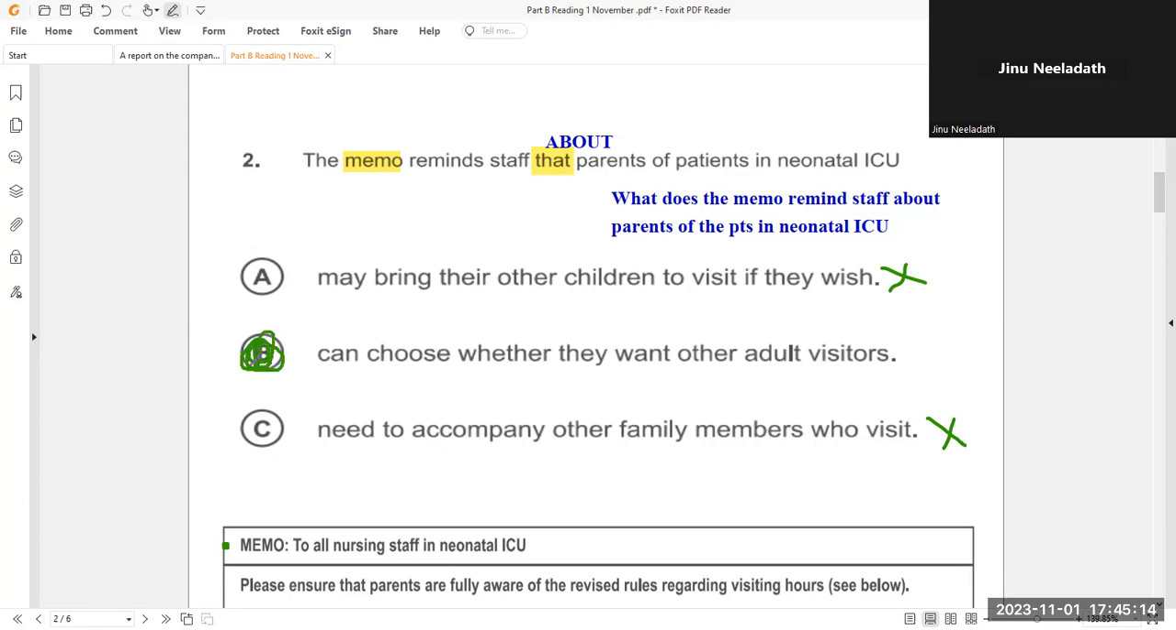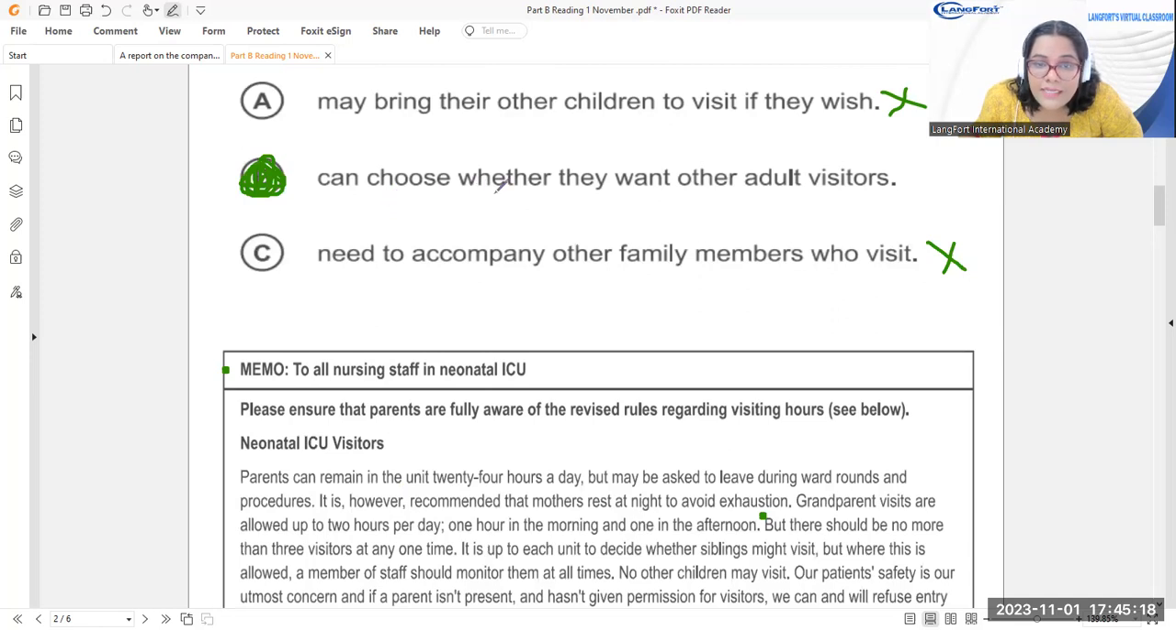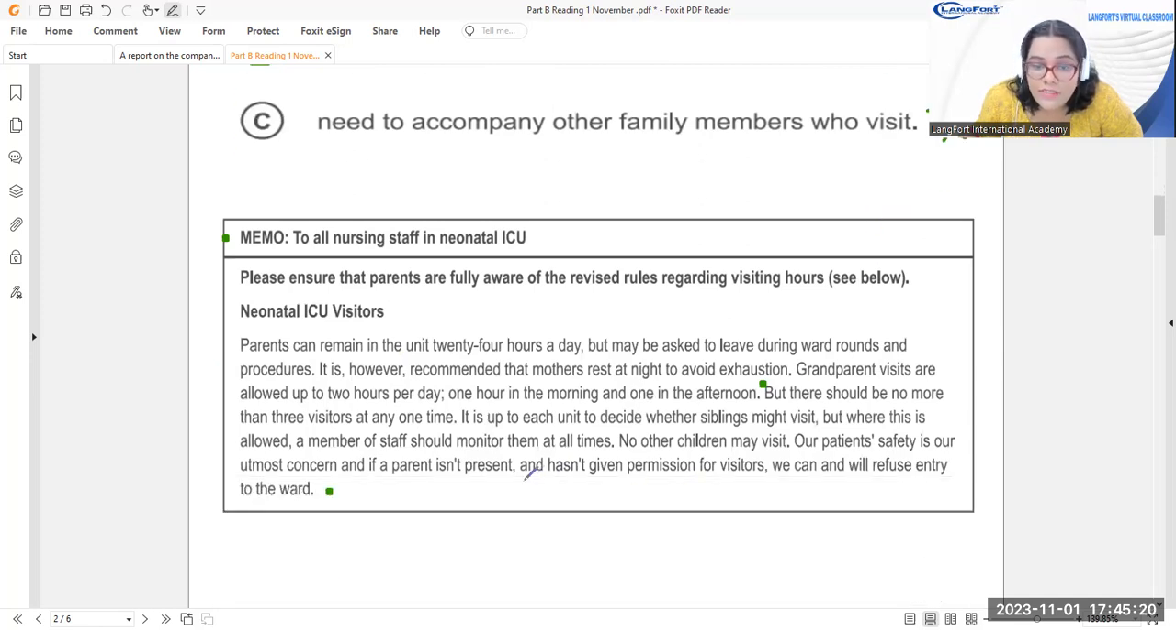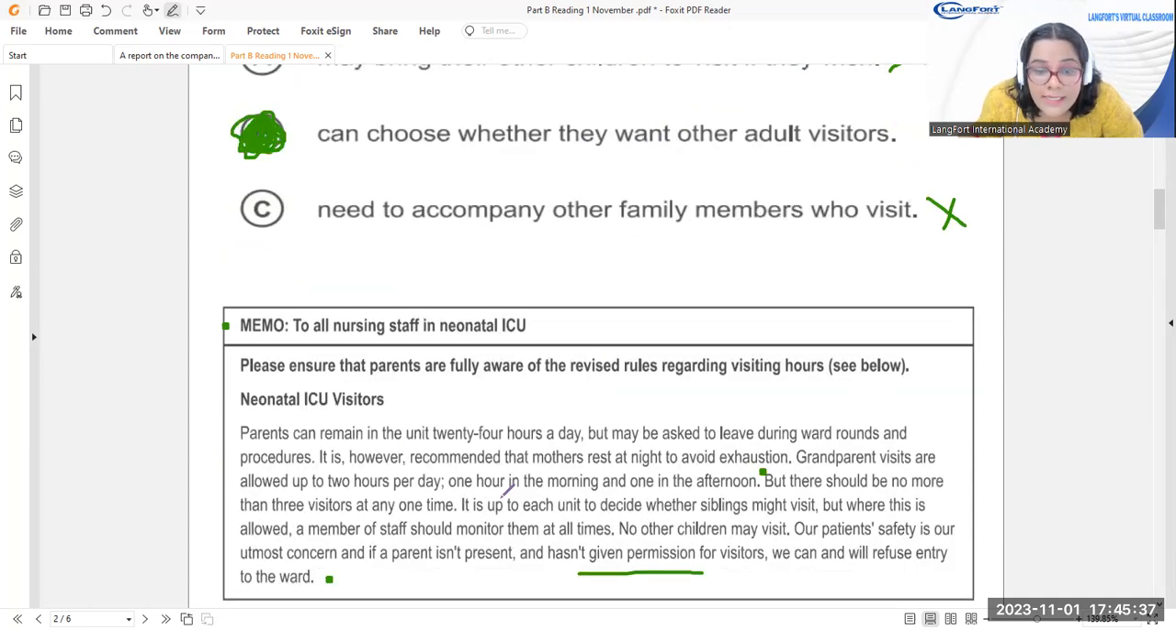So what is the answer? B. Why is B the answer? Look at the last sentence. The option is parents can choose whether they want other adult visitors. So they have said that our patient safety is our utmost concern. If a parent is not present and has not given permission, then we will refuse entry to the ward. So that means parents need to give permission for other adult visitors. Are you guys clear? And children visiting the ward, that is up to the unit. It's up to each unit to decide whether siblings might visit.